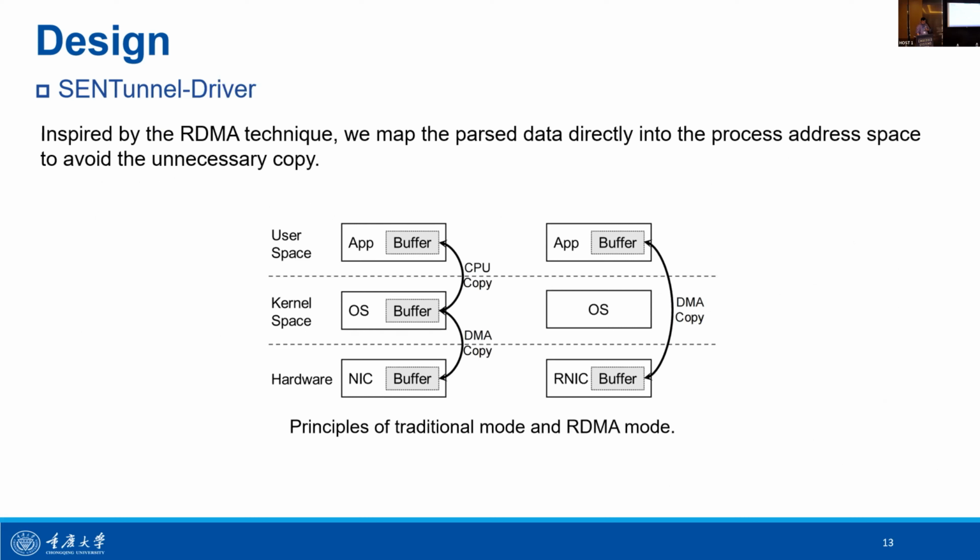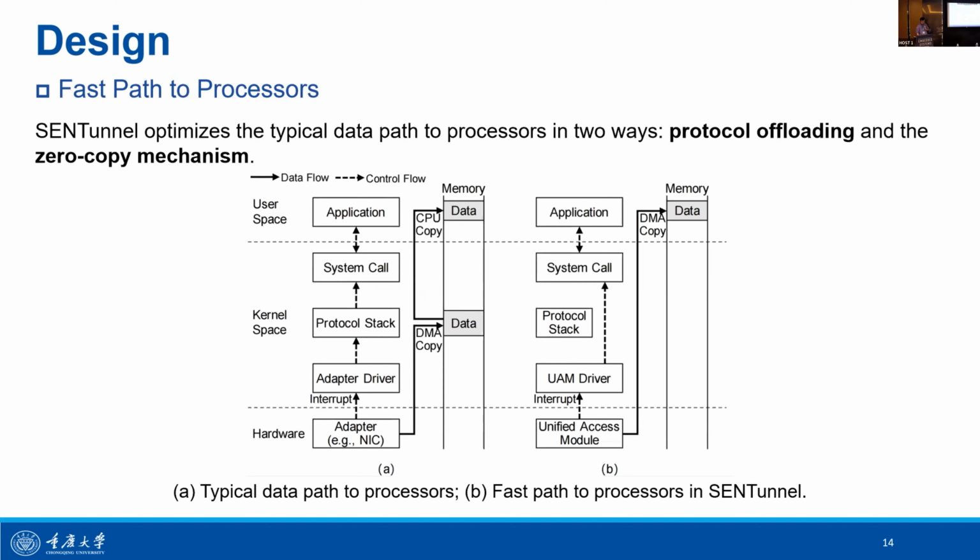In some scenarios, both preprocessing and computing are performed by processors. Therefore, we do some work at the software layer to take advantage of the unified access module. Similar to sockets, Sentinel provides several APIs for users. Besides, inspired by the RDMA technique, we implement a zero-copy mechanism. Sentinel has optimized the data path to processors and accelerators based on the above work. This picture compares the typical data path and the fast path to processors.